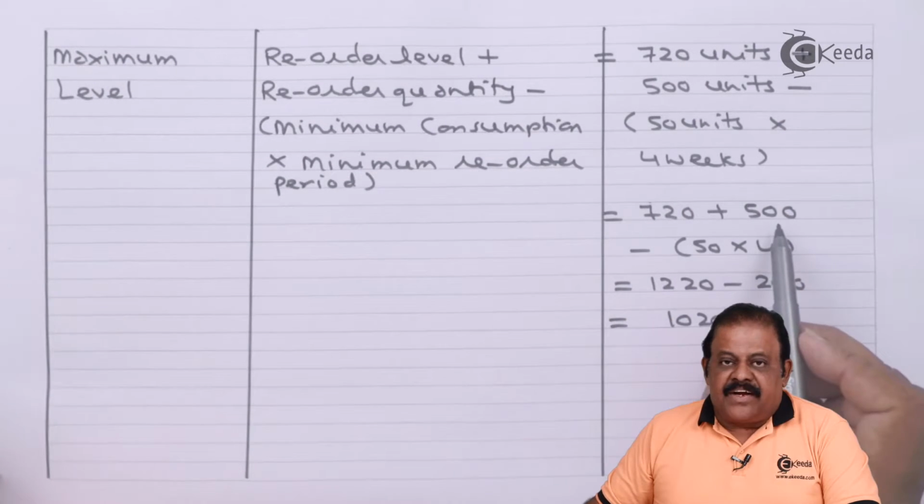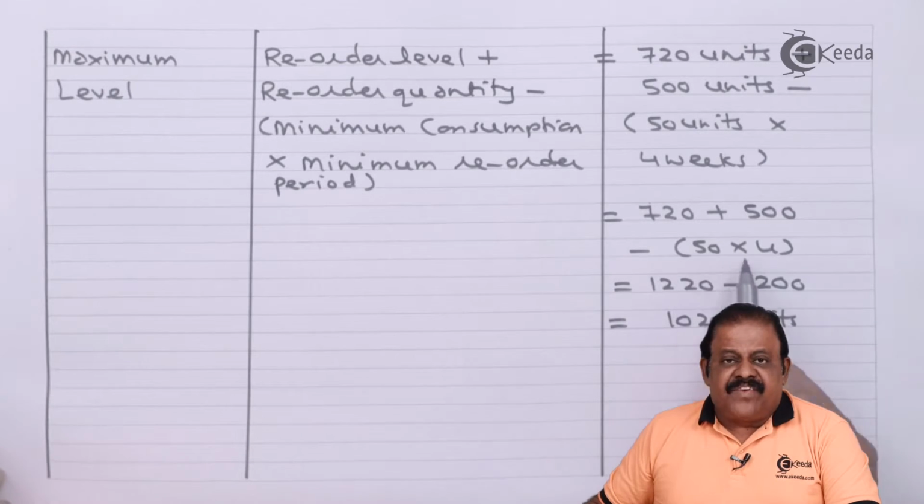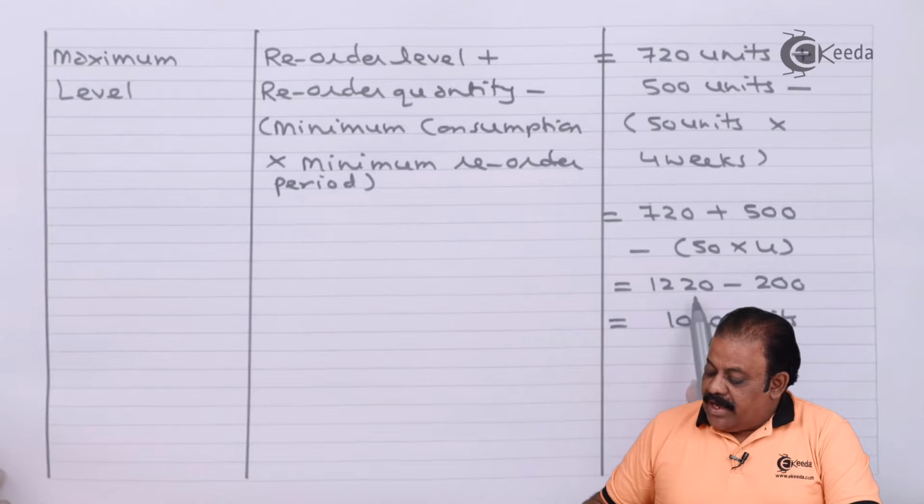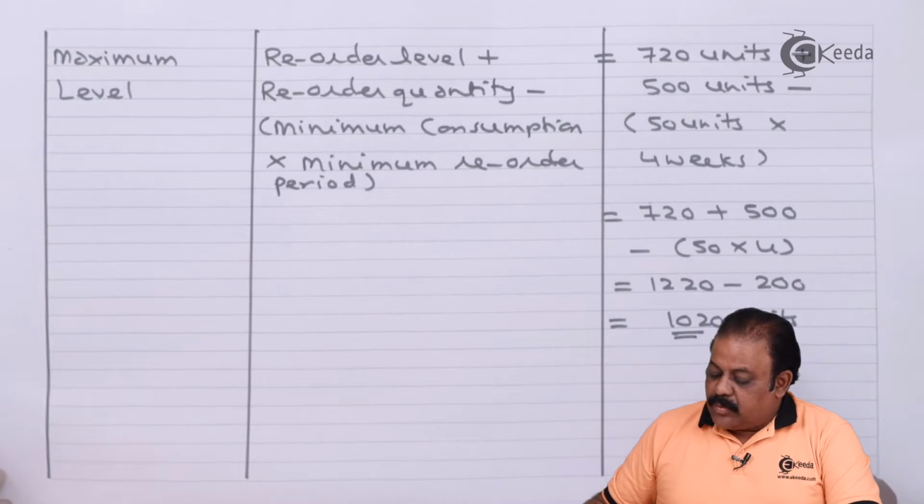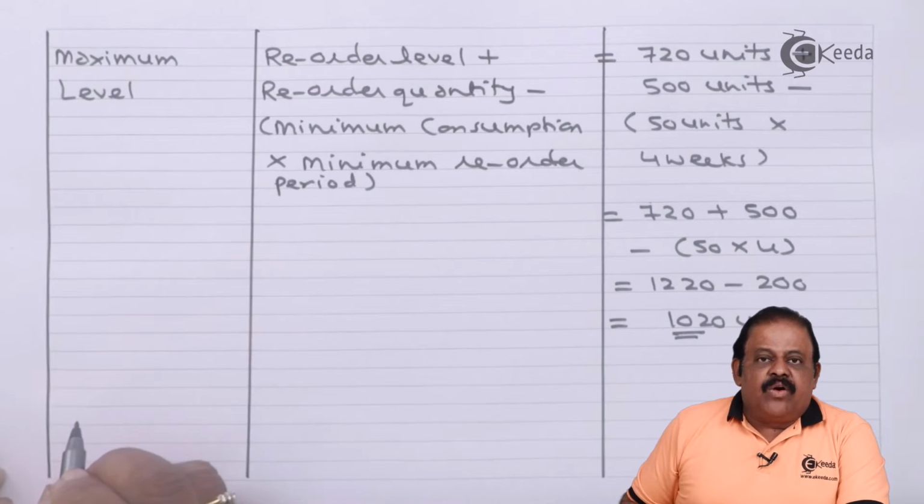(720 units plus 500 units) minus, in bracket, 50 multiplied by 4. So it will be 1220 minus 200. So finally we get 1020 units as maximum level. Now we can find out minimum level.